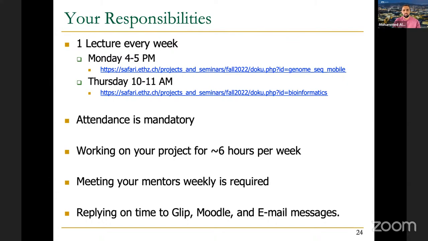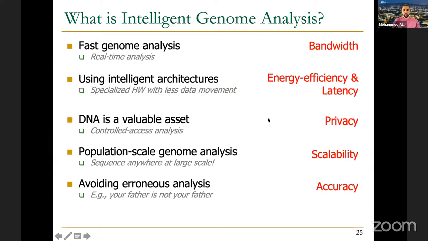So we assign tasks and we expect the student to finish them in a week. And as I said, meeting with your mentors is required, so you have to do it every week. Of course, that is to be negotiated with the mentor, because some weeks we either don't have good progress or mentors or students are traveling, taking vacation, military service, and so on. There are a lot of things going on. And we expect all the students to reply on time on Glib, Moodle, and email whenever their action is needed.